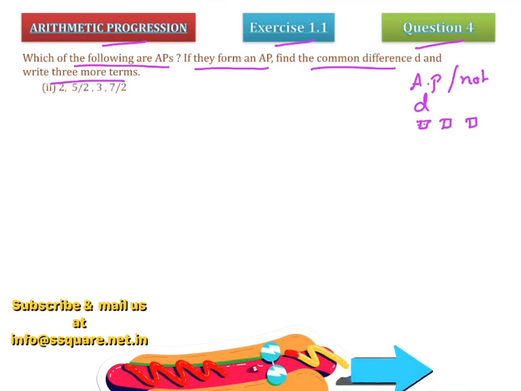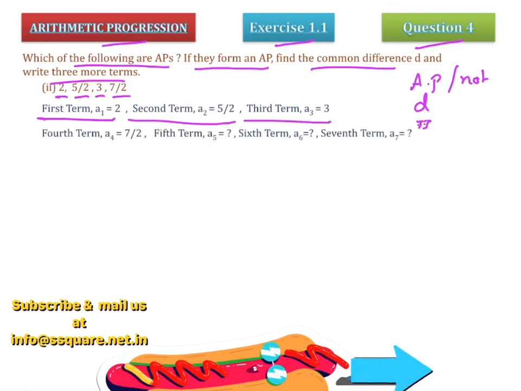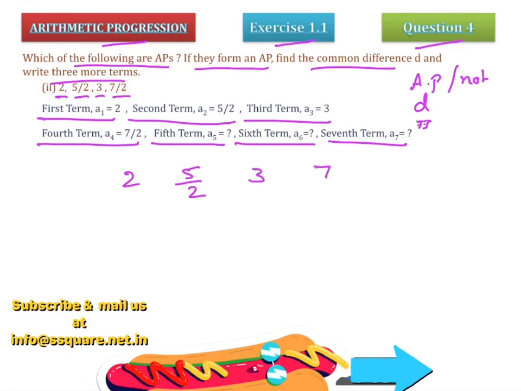They have given the series, that is 2, 5 by 2, 3, 7 by 2. Now I am writing the first term, a1 is equal to 2, second term a2 is equal to 5 by 2, third term a3 is equal to 3, fourth term a4 is 7 by 2, and the fifth term a5 we have to find. Sixth term we have to find. Seventh term we have to find. So first term they have given 2, second term 5 by 2, third term 3, the fourth term 7 by 2.